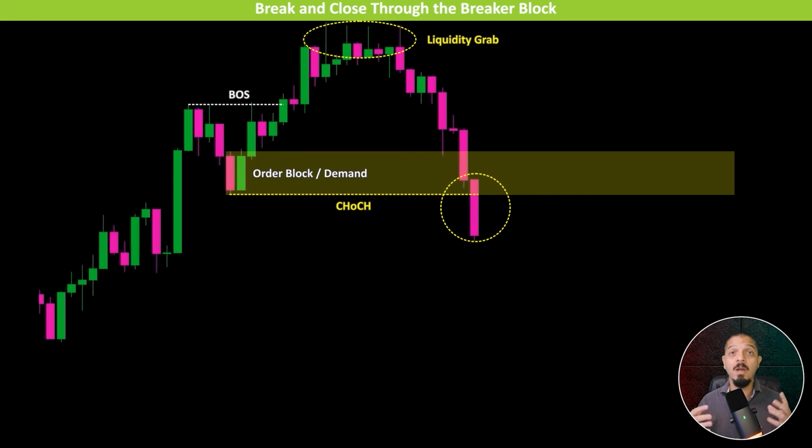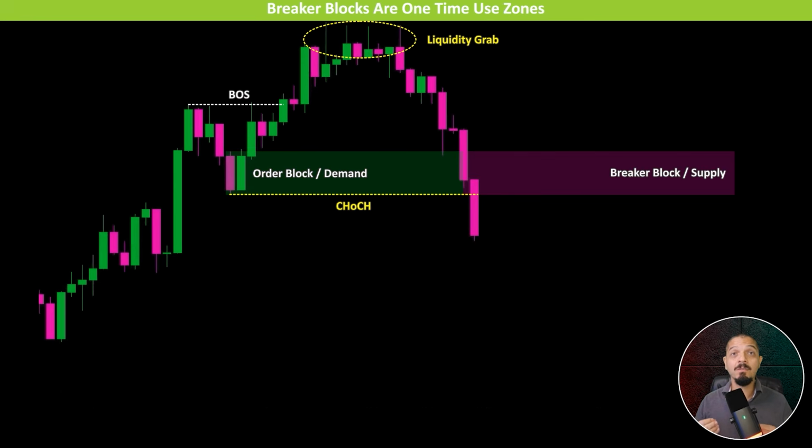The fourth rule states that a breaker block is only considered valid if the price breaks and closes below or above the breaker block with the body of the candle. A simple penetration with a shadow or wick is not sufficient. Rule number 5 explains that breaker blocks are treated as one-time use zones. This means we focus on the trading opportunity when price first returns to the breaker block. Once the area has been mitigated, it is no longer considered an active zone for future setups.